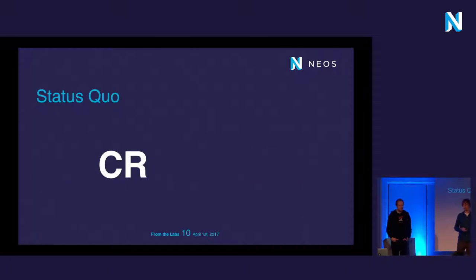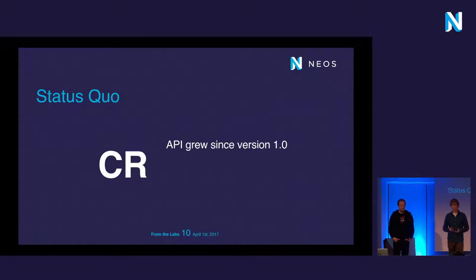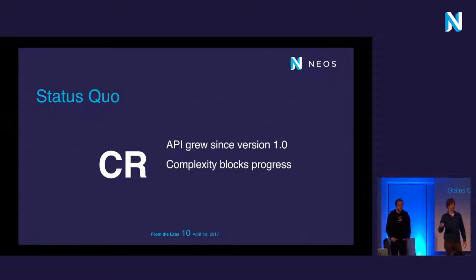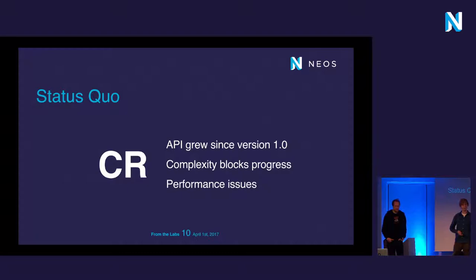So yeah, what's the status quo? The content repository API grew since version 1.0 to implement new features on top instead of having a consistent API that was modeled. The current complexity blocks the progress. So adding more features that we would like to have for users is harder because of the complexity inside the code, which is littered around a lot of different components. Then we have some performance issues in different parts on queries. If you have a lot of nodes on one level, you can hit performance issues. There are scenarios that work pretty well, and most of the times it's perfectly fine, but there's still some limits you can hit. You can find solutions around that, but we want to do better.